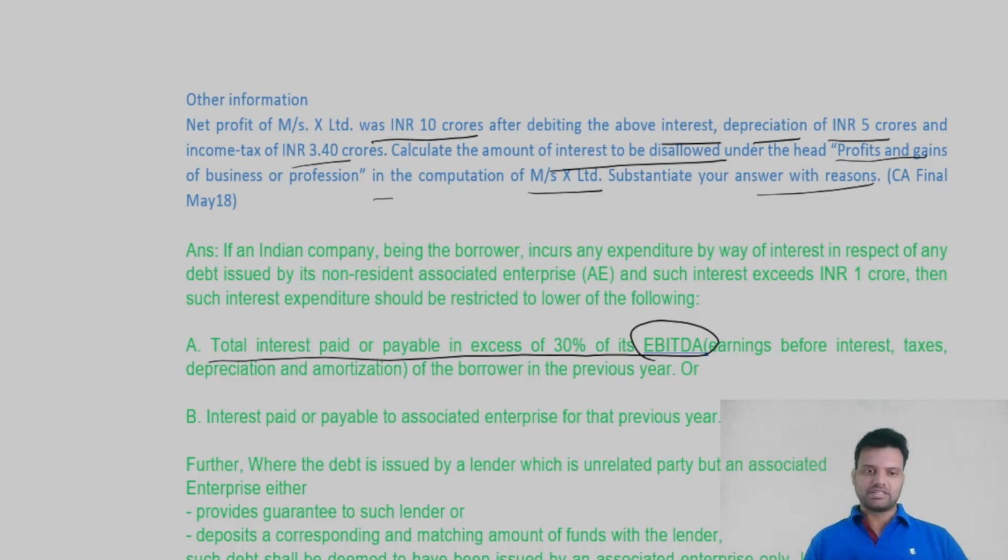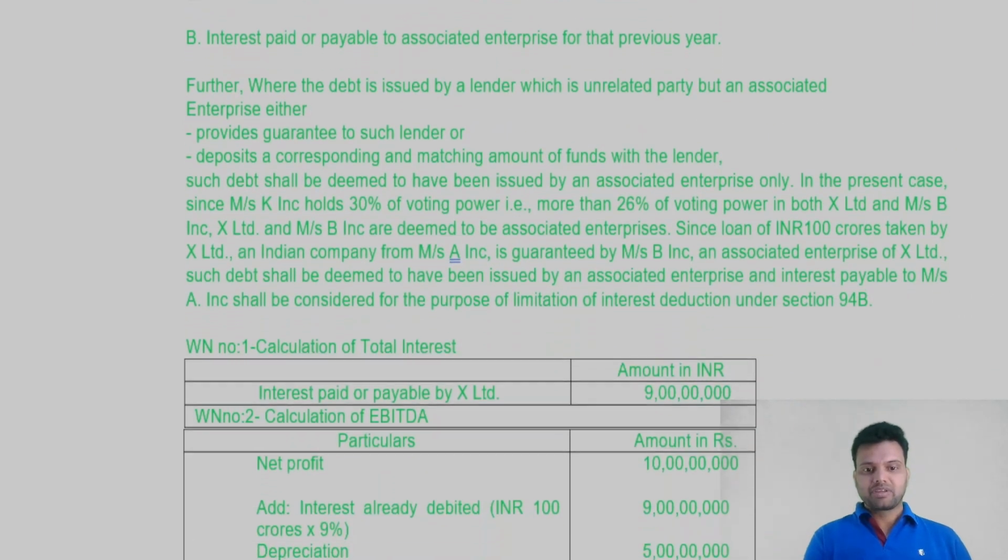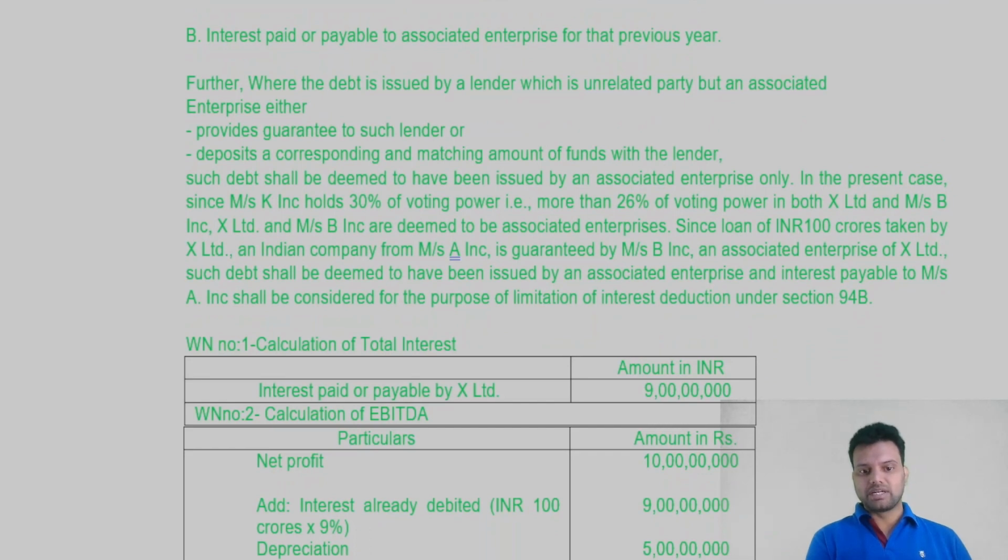First of all, the total interest. Luckily in this particular question there is only one loan, so the working note will be very simple. If there are multiple loans, you need to calculate the total interest by taking all the loans into consideration. Working note number 1, calculation of total interest.